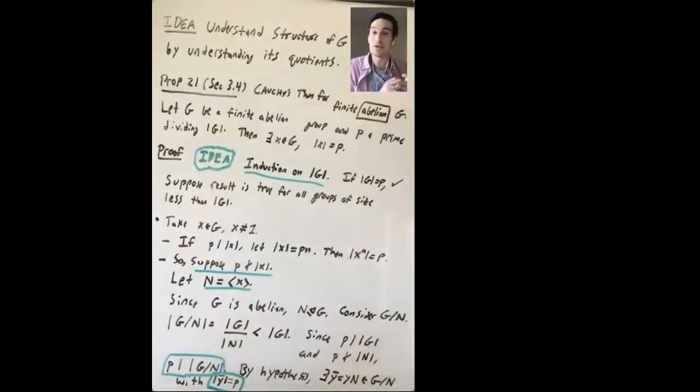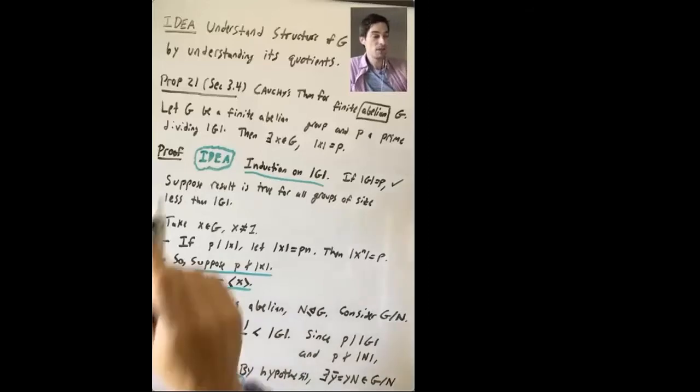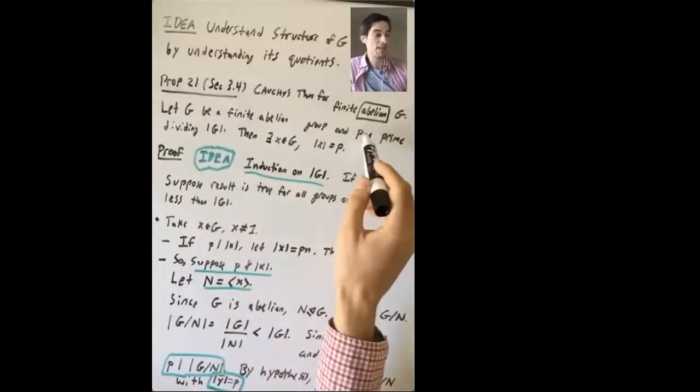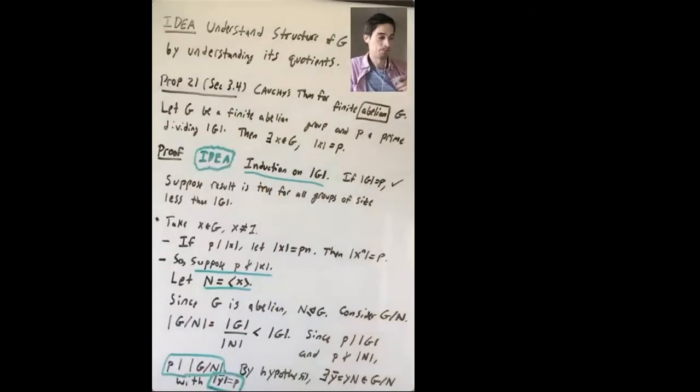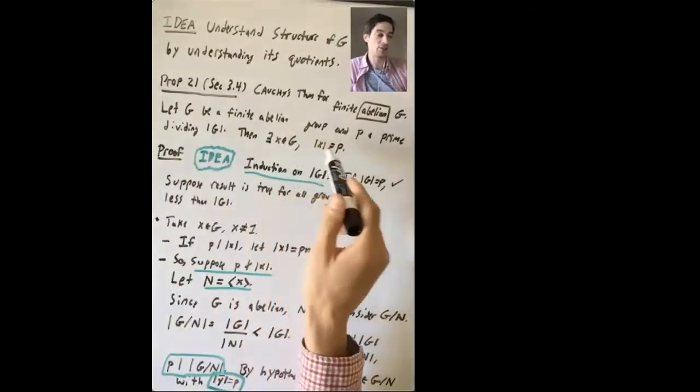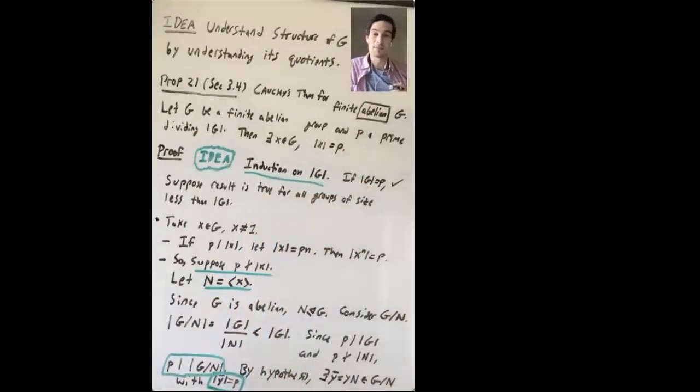I mentioned earlier that later in the course, we're going to prove a result called Cauchy's theorem, which is a partial converse to Lagrange's theorem. It says that if you have a finite group G and p is a prime dividing the order of the group, then G contains an element of order p. So now I want to prove this for the special case where G is a finite abelian group. So let G be a finite abelian group and p be a prime dividing the order of G. Then there exists an element x in G of order p.